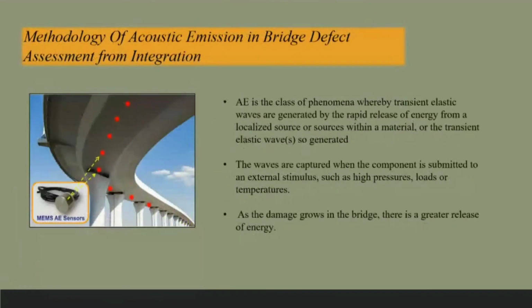Next, we are going to see the acoustic emission in bridge defect assessment. This AE is a class of phenomena whereby transient elastic waves are generated by the rapid release of energy from a localized source or sources within a material. The waves are captured when the component is subjected to an external stimulus such as high pressures, loads, or temperatures. As the damage grows in the bridge, there is a greater release of energy from this AE emission.